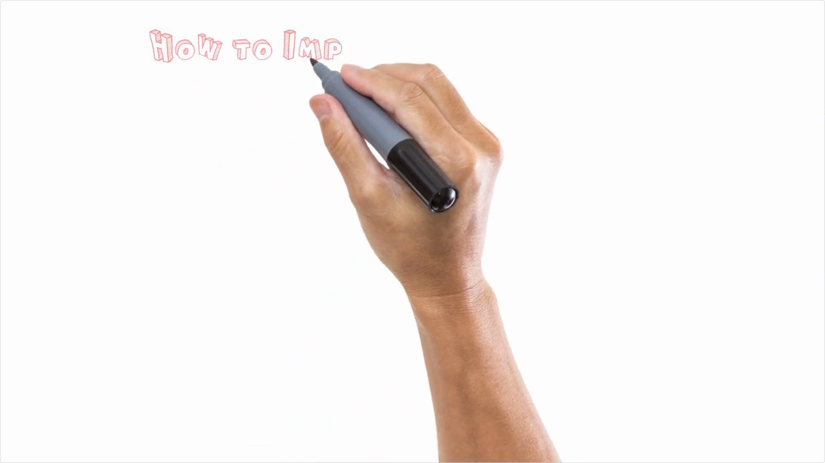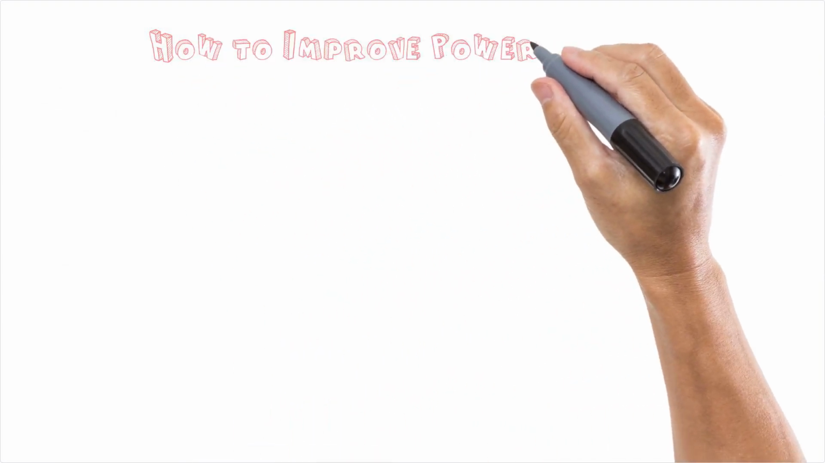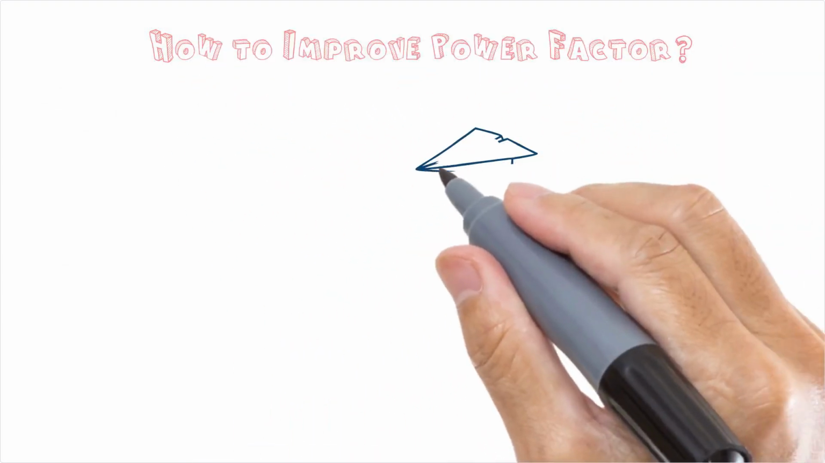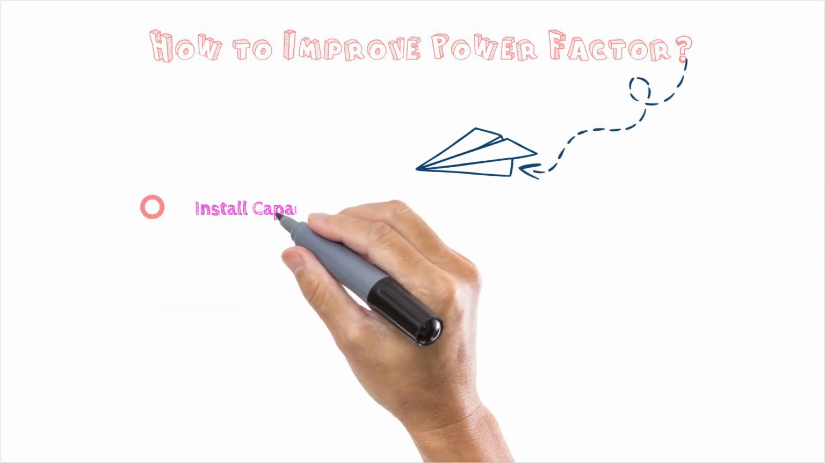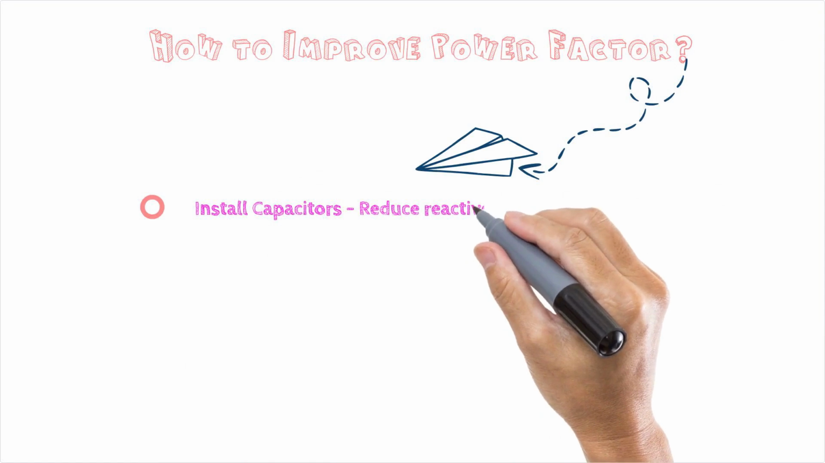How to improve power factor. Boosting power factor helps cut energy costs. Here's how. 1. Install capacitors. They offset reactive power from inductive loads, improving efficiency like tiny energy-saving heroes.